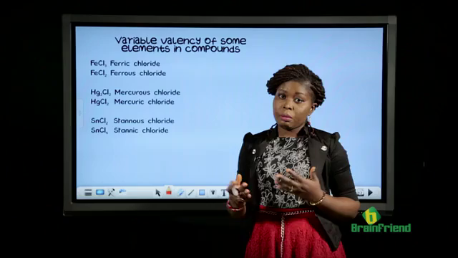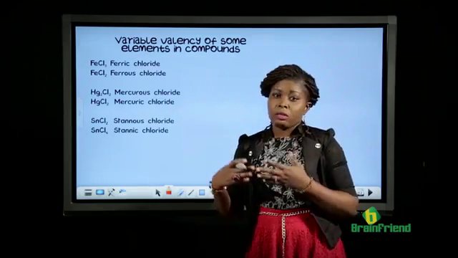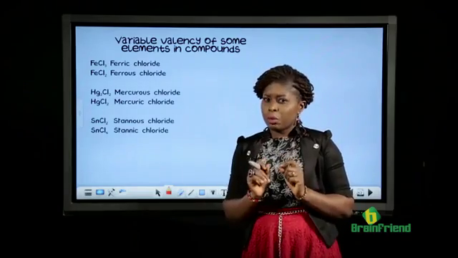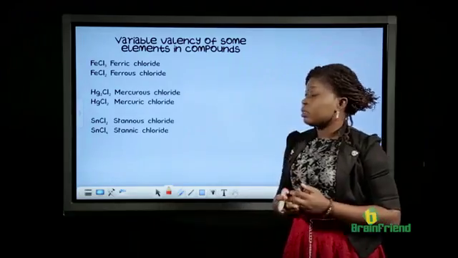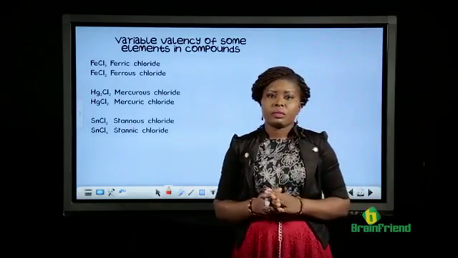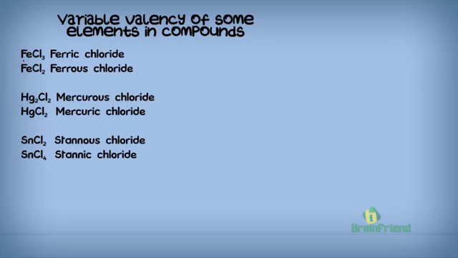Now, there are elements that combine with other elements to form more than one kind of compound. Okay? And there's also a way we name them. For example, we have these 2 compounds. Okay? They are both iron chlorides. Okay? But one of them has a higher valency than the other. So how do we differentiate the 2 in writing? So what we do is we look at their valencies.